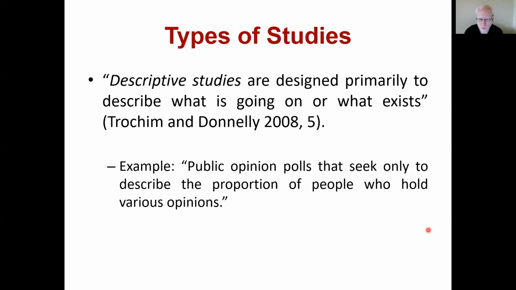An example related to surveys: public opinion polls that seek only to describe the proportion of people who hold various opinions. So a poll that looks at how many people would vote Liberal, Conservative, NDP, Bloc, or how many people approve of how Legault is handling the COVID-19 crisis, right? So we're trying to describe what the situation is in the public. So describe what's going on.